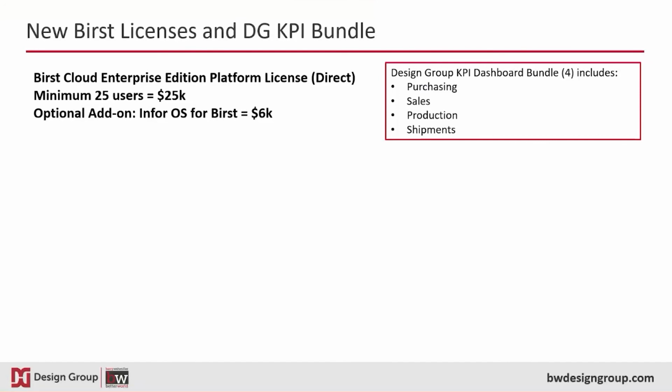We can include the bundle of Infor OS for an additional $6,000. So the entire package getting started, 25 users, comes at around $31,000 or so. So completely different pricing than what we had even 12 months ago, because we changed it at the start of last summer. So we think it's very compelling. We hope that you find it very compelling, and that combined with the pre-built dashboards, I think will provide a tremendous value to our customers.